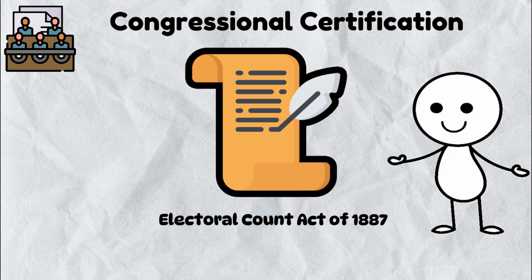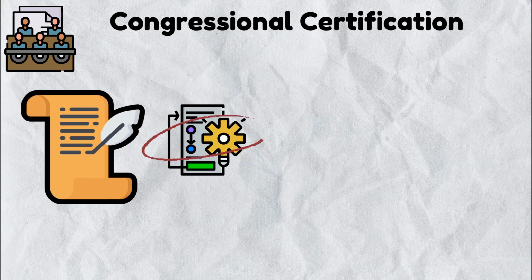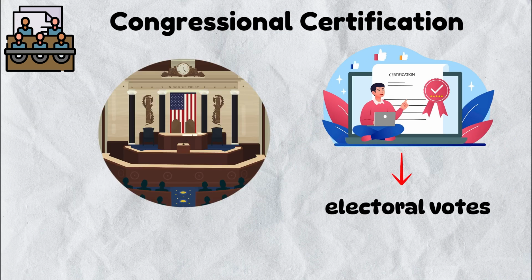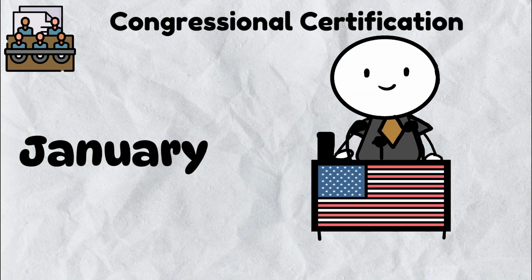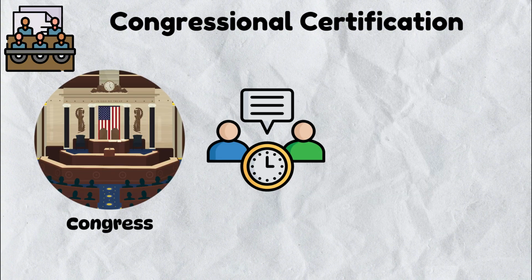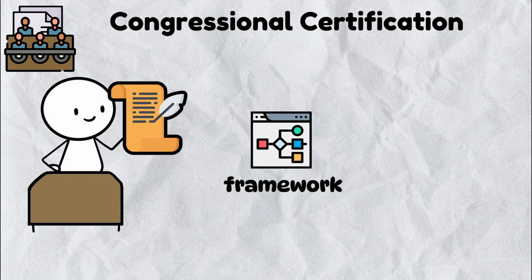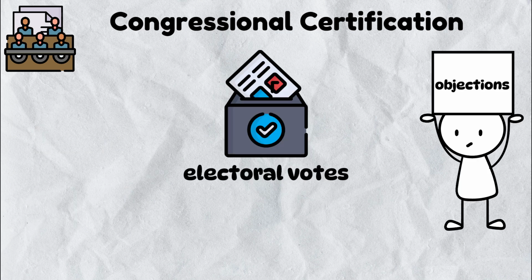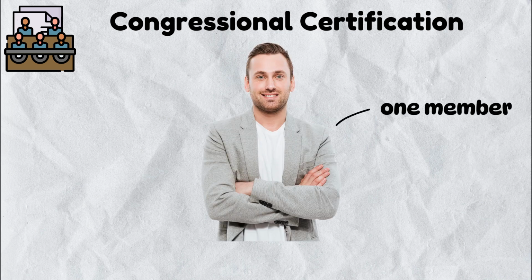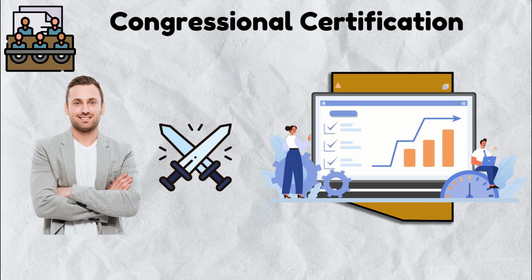The Electoral Count Act of 1887 outlines the process for certifying electoral votes by Congress. In January following a presidential election, a joint session of Congress meets to count and certify the electoral votes. This act provides a framework for raising objections to electoral votes during this session, requiring at least 1 member from each chamber to challenge a state's results.